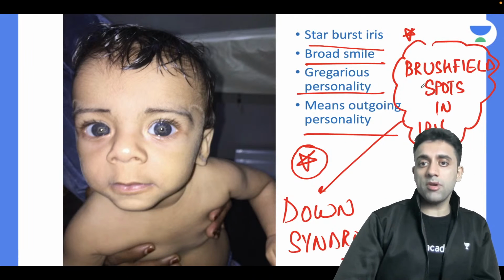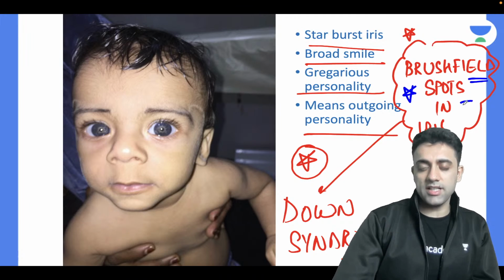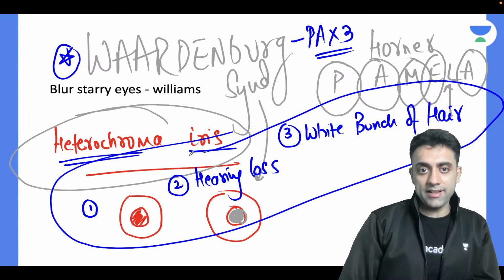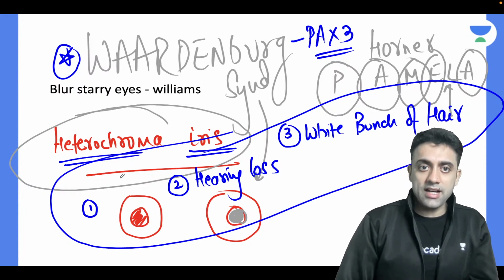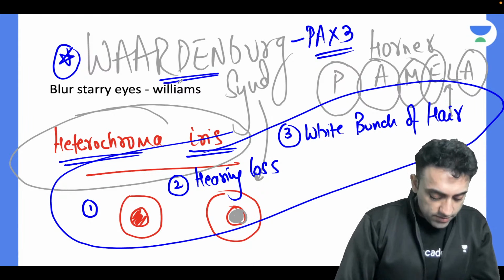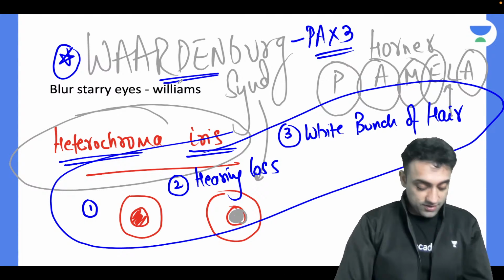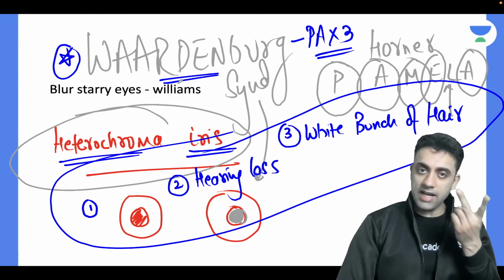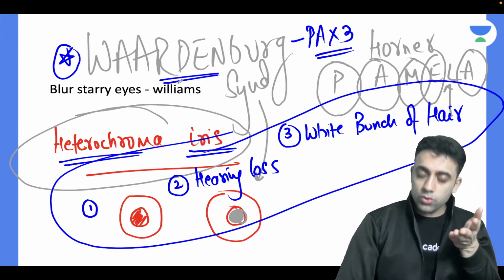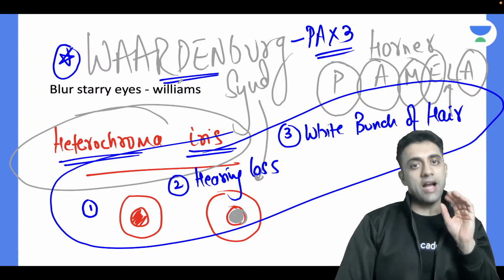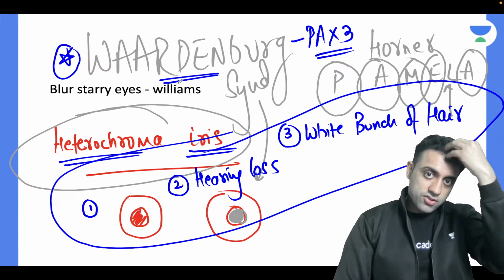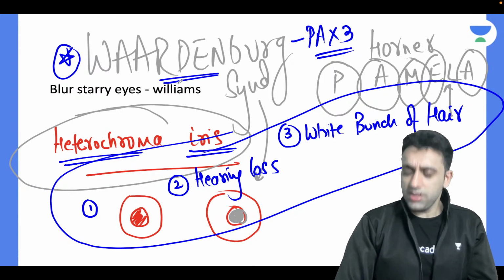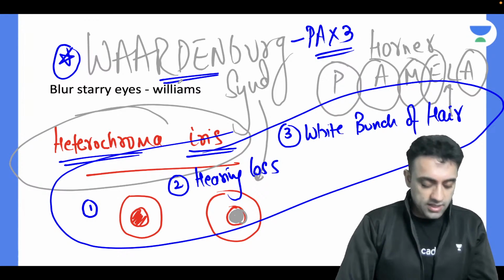Then I ask you about the brushfield spots in iris. The answer was Down syndrome. And then I ask you heterochromia iridis, change in two colors of the eyes. Then the answer was Waardenburg syndrome. How will I remember, sir, Waardenburg syndrome? Hostel ka warden. Number one, he will have a change in color of the iris, that is heterochromia iridis. Number two, he can't hear you, so hearing loss. And number three, he will have a white bunch of hairs in the front part. This is the triad of Waardenburg syndrome, and the gene mutation is PAX3.